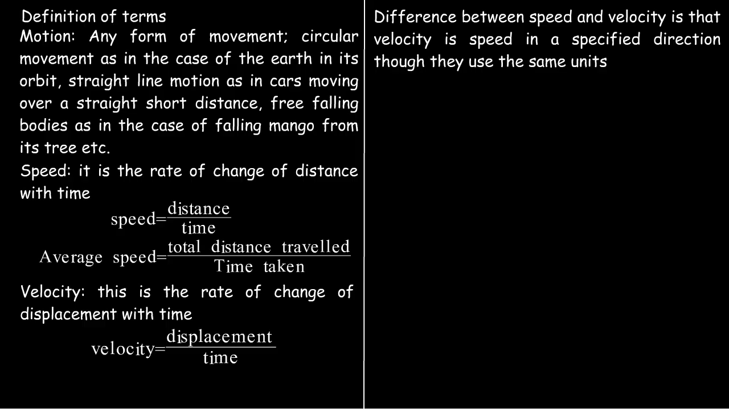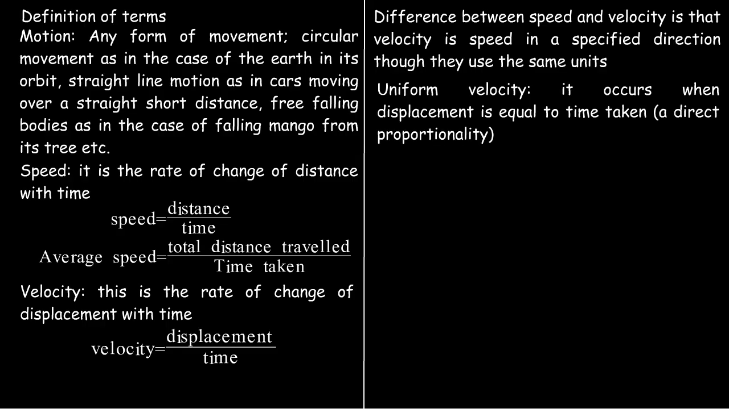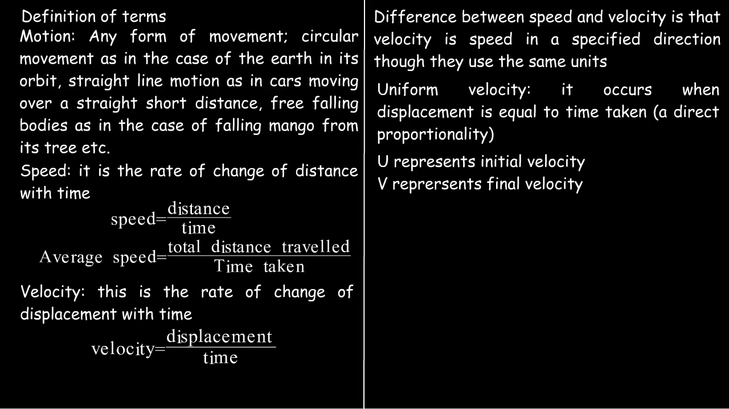Now the next term we are explaining is uniform velocity. It occurs when displacement is equal to time taken, and there is a direct proportionality between displacement and time. Now for most of our formulas, u represents initial velocity and v represents final velocity.